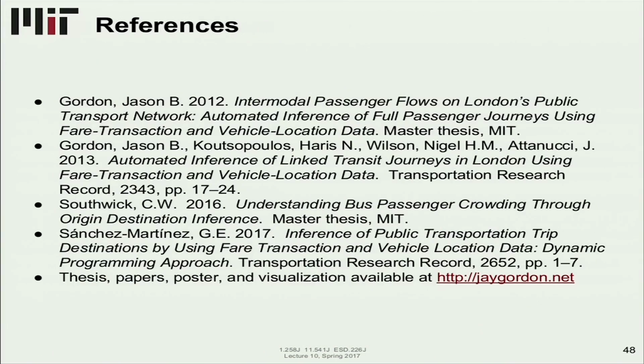And here are some references. Jay Gordon's thesis, a paper he wrote, the Southwick reference is for the scaling of buses without the transfer demand. So if you want to read more about that, that's the write-up. And then I wrote a paper on the inference of destinations using dynamic programming instead of closest node. That's also published. You can get that. And then finally, Jay's website has the visualizations for London and Boston, so you can have fun looking at that.